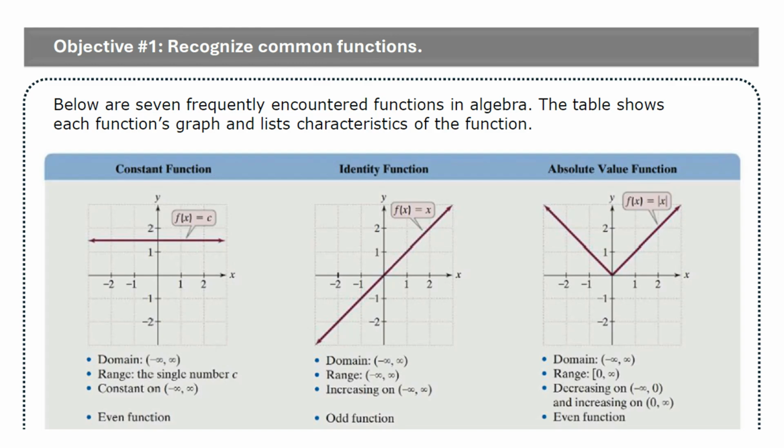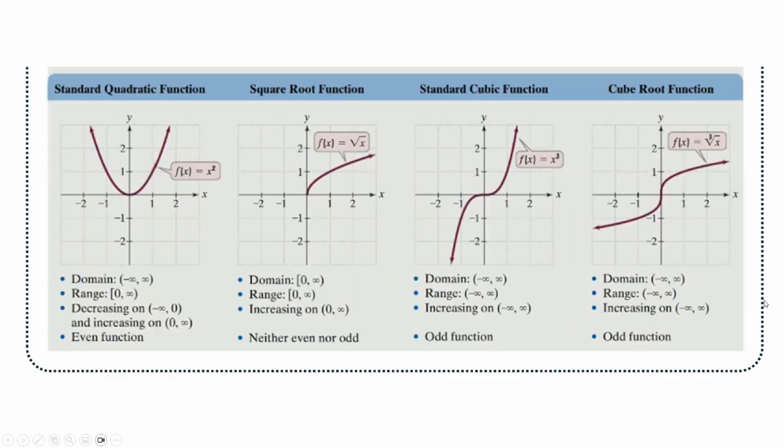The next 4 functions, starting with the standard quadratic function, f of x equals x squared. Its domain is from negative infinity to infinity, and its range is from 0 to infinity, which would mean that it's decreasing from negative infinity to 0 and increasing from 0 to infinity, making it an even function.